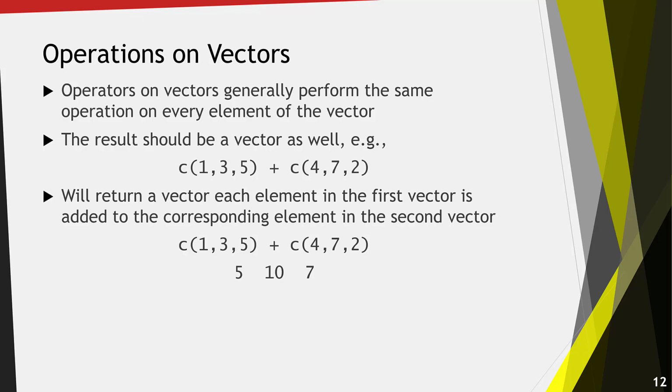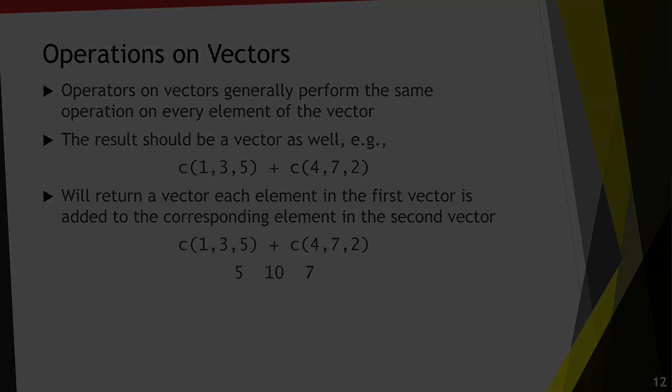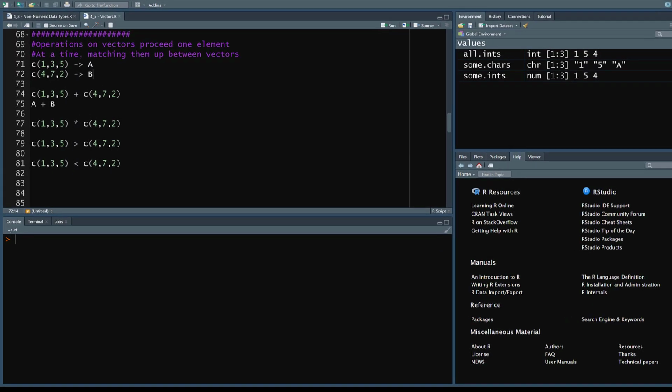The real power of vectors comes when you start to perform operations on them. So mathematical operations on vectors generally perform the same operation on every element of the vector, one by one. So for example, you could take two vectors, I have written out here, 1, 3, 5, and 4, 7, 2. If you add those together, what it's going to do is look at the first element of each vector, add those up, look at the second element of each vector, add those up, and then finally add up the final element of each vector. And so it returns a vector that is the exact same length as the two that were provided.